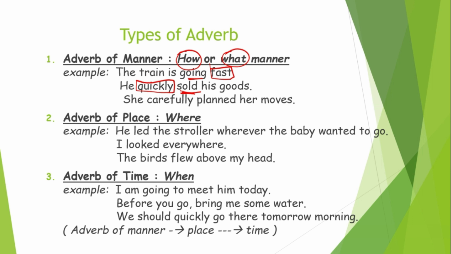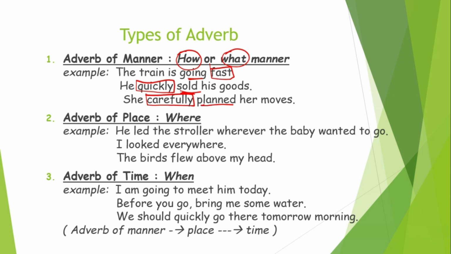She carefully planned her moves. Here the verb is planned. How did she plan it? She planned it carefully. Or in what manner were the moves planned? They were planned carefully. So this is an adverb of manner.